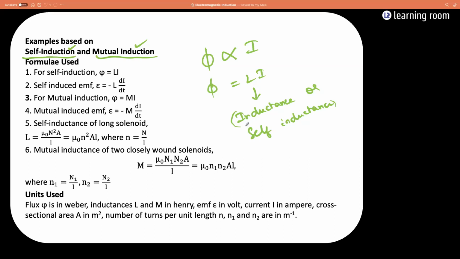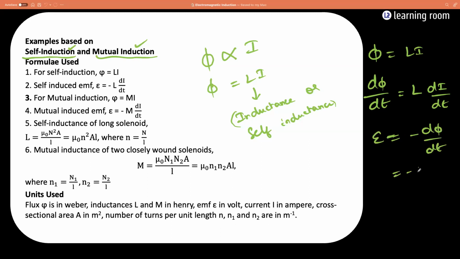Now, the whole chapter tells me that if I'm able to differentiate the flux with respect to time, and I get a non-zero value, that is going to give me the EMF. So flux is equal to L into I, then what is d phi by dt equal to? Can I write it as L into di divided by dt? Makes sense. But EMF is equal to negative of d phi by dt. So it is going to be minus L into di by dt. Am I right? So EMF is equal to minus L into di divided by dt.